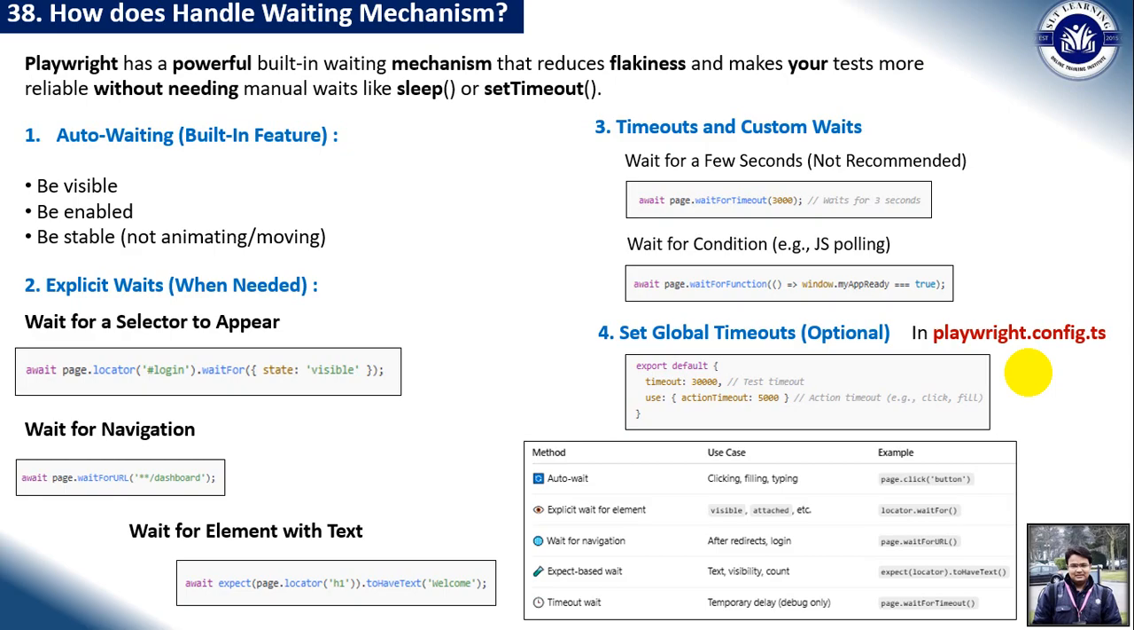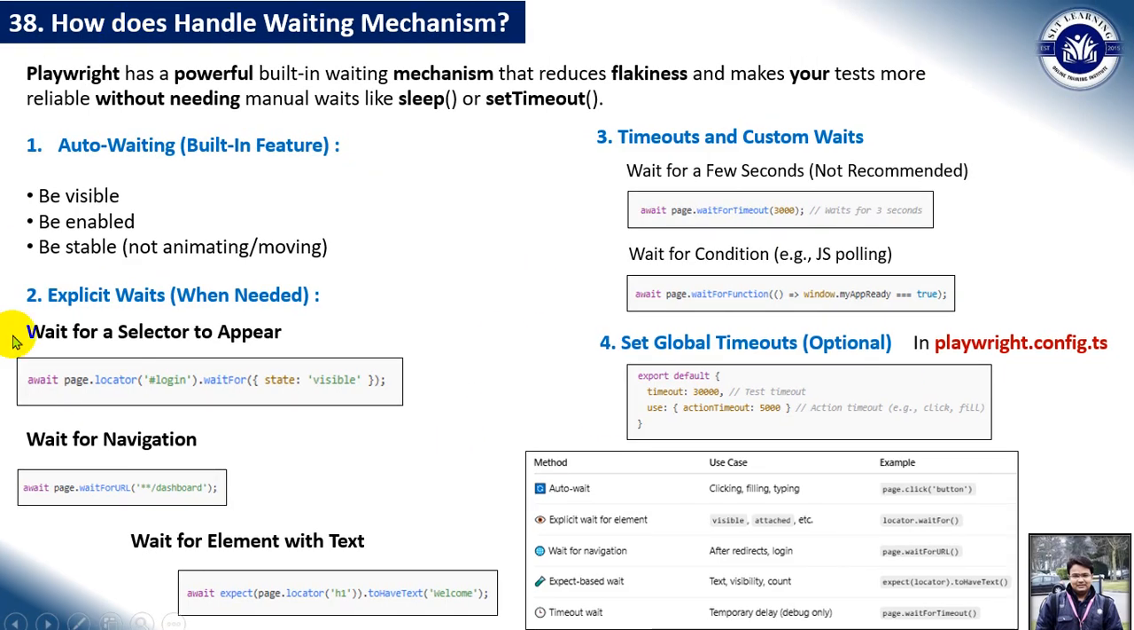Okay, so methods like auto wait will automatically wait for element clicking, filling and typing actions. Explicit wait for the element to be visible, to be attached to the DOM and all those things. Waiting for navigation, like after redirection and after login, mainly you use page.waitForURL. Expect-based wait means text visible, text count, element count, those kinds of things you will wait for, to have a text visible and all those things. Timeout wait, temporary delay, page.waitForTimeout, those are the things you can use for the waiting mechanism.